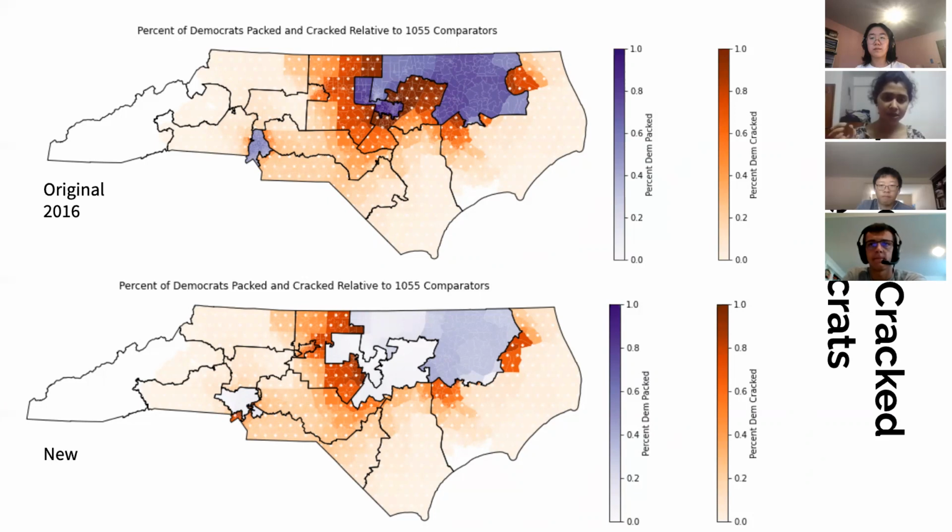Although we do see some instances of Democratic cracking, indicated by the orange in the new map, still present, we do believe it is at quite a minimum level, and we do have a decrease of Democratic cracking nonetheless in the new map. So we believe this is a good performance from our algorithm.